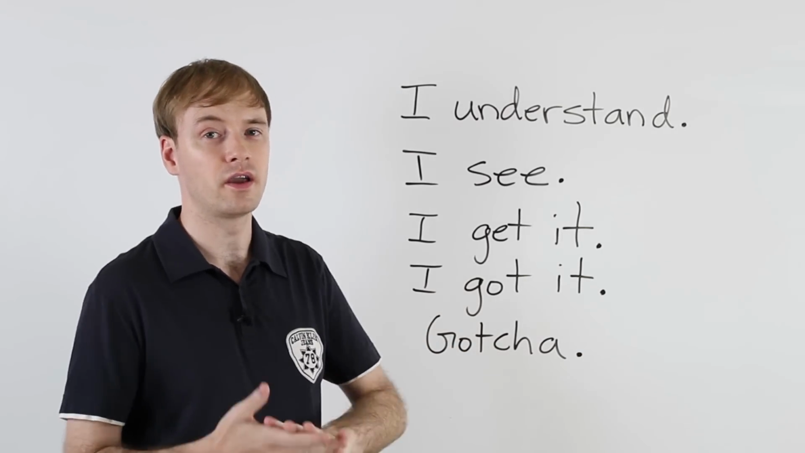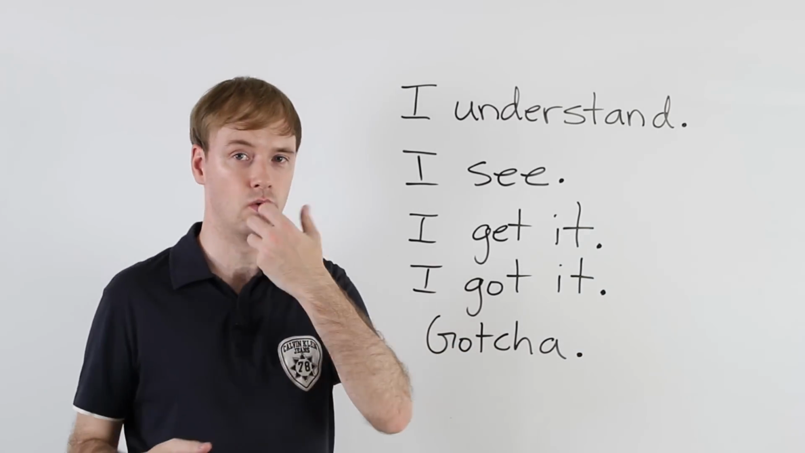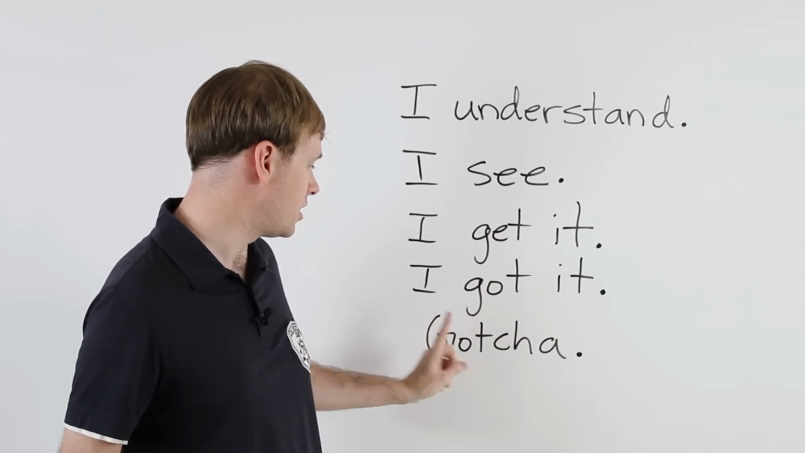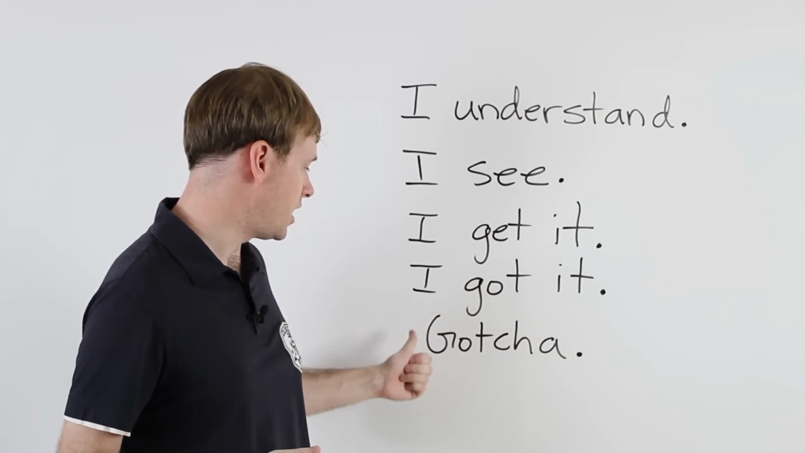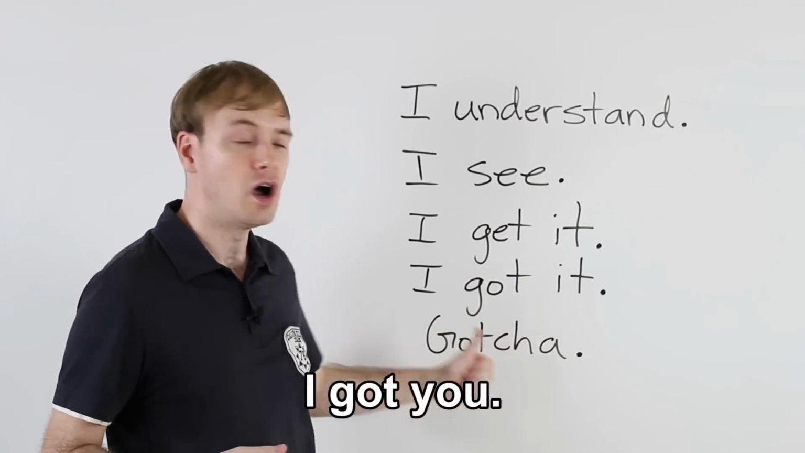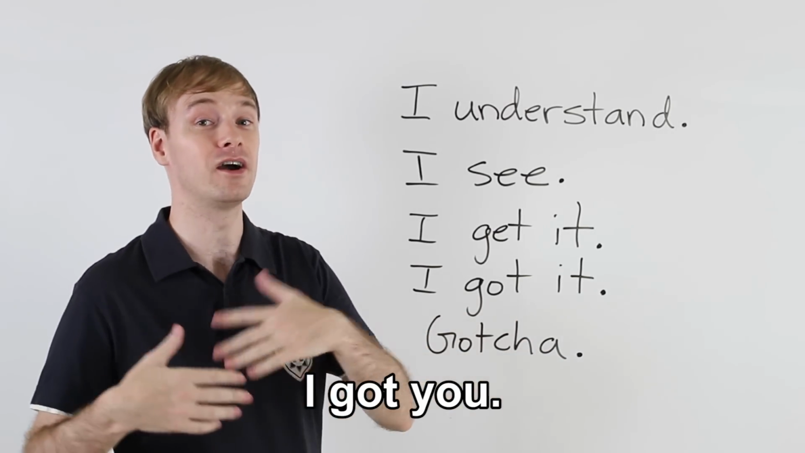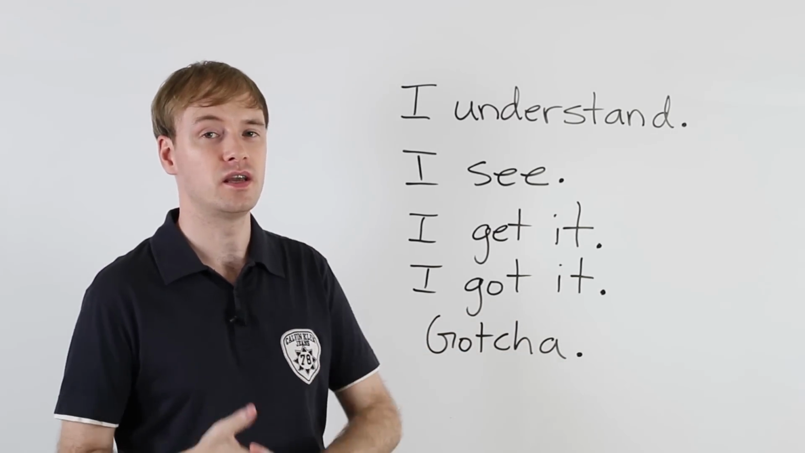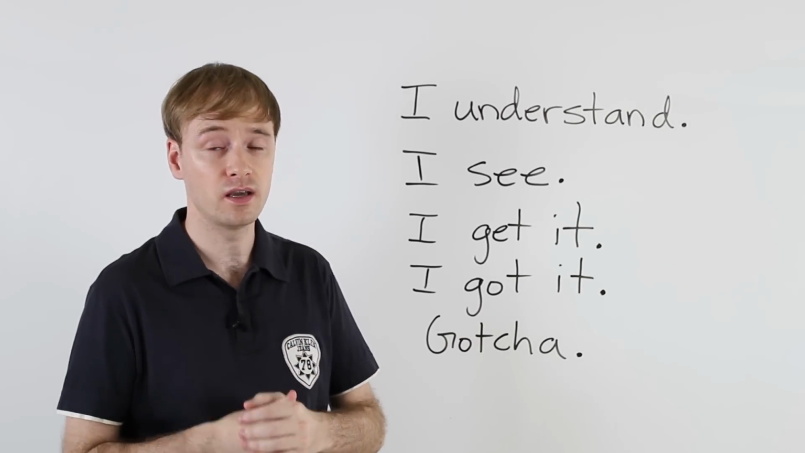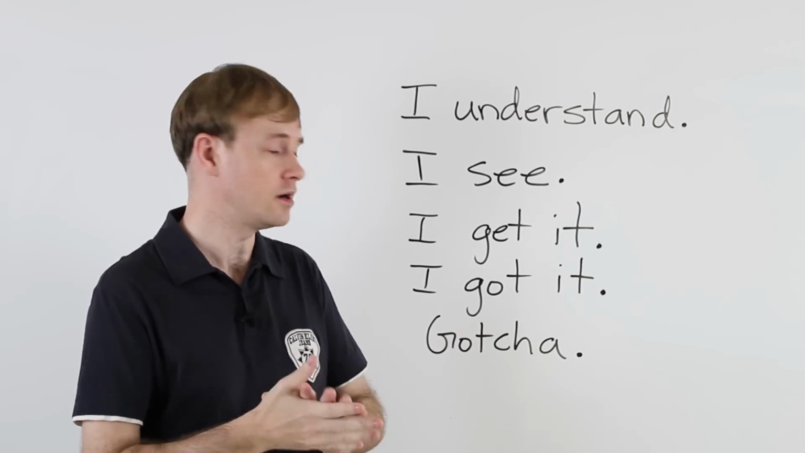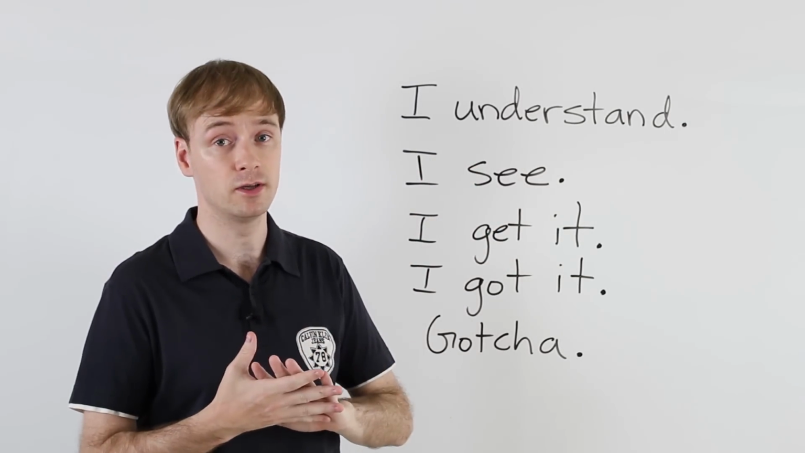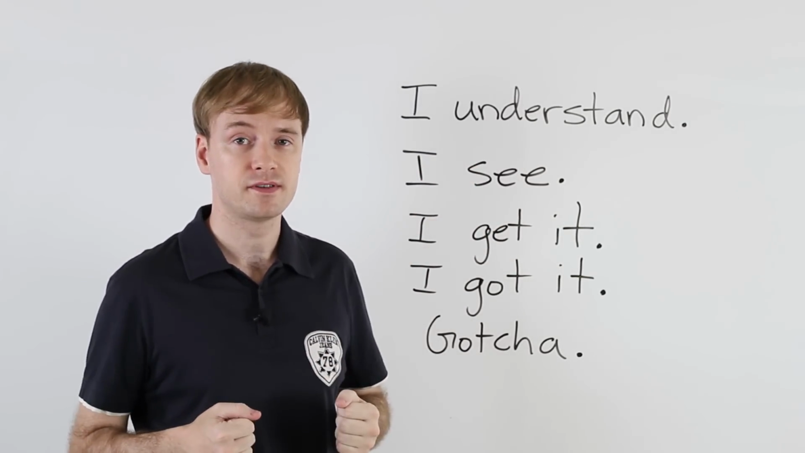And the last one, gotcha. Gotcha. Okay, this is very common. It's only spoken. Okay, you would never write gotcha. Now, gotcha means I got you. I got you, which means I understand you. So we don't say I got you. We just say gotcha. Do you understand? Gotcha. All right? So this is how to express when you do understand someone. Let's look at the examples.